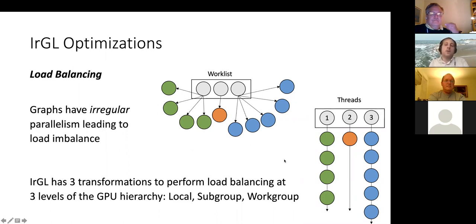There are some pretty well-studied techniques for how to do load balancing like this, and our compiler implements them as automatic optimizations. GPUs have a hierarchical execution model, so you can do this at the local level, the subgroup level, or the workgroup level, for those of you who know about GPU programming. This is basically three optimizations you can turn on and off.